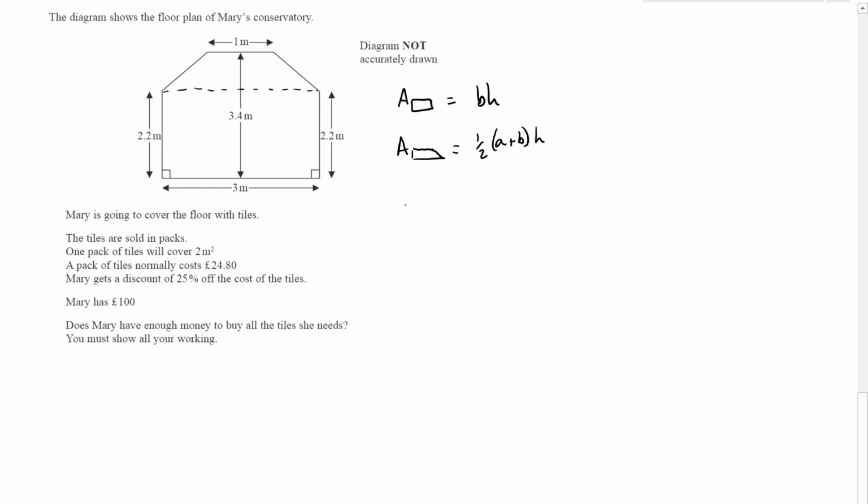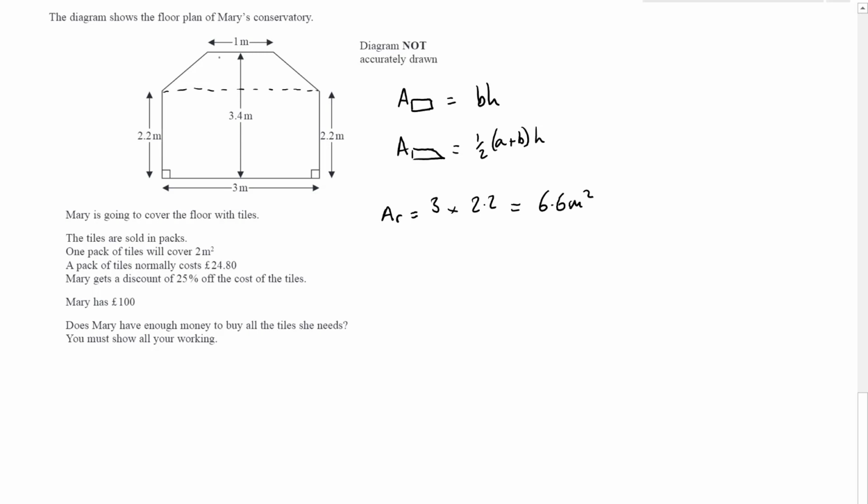The area of this rectangle, I'm just going to call it AR for now. So the area of the rectangle is the 3 meters across multiplied by 2.2 meters going up, which gives you the area of this total thing, and that's going to be 6.6 meters squared.